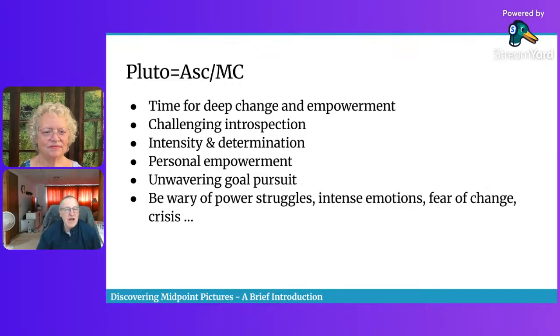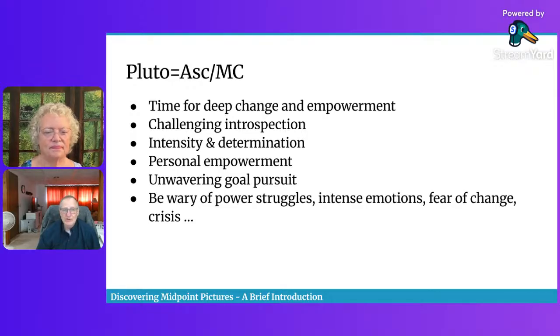Okay. It can be a time of intense emotions. It also can be a fear of change. Because you have to deal with your deepest core self first in order for the change to happen. And a lot of people are scared about that, afraid of it. It can also be a time of crises.